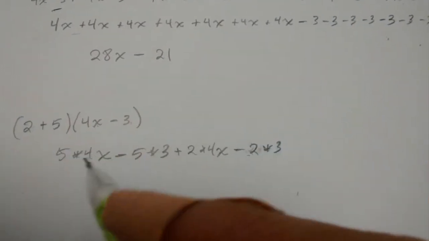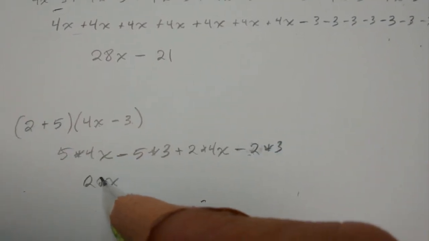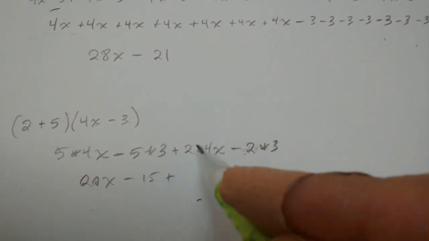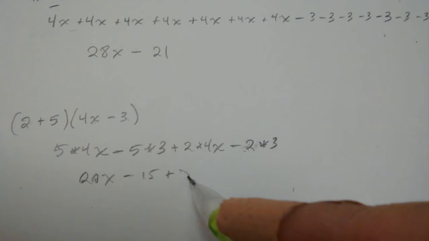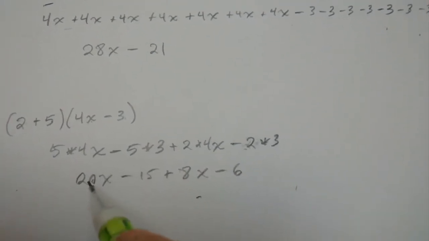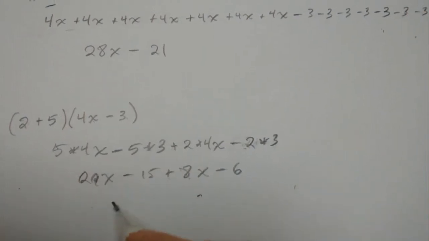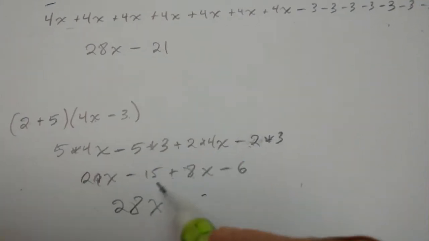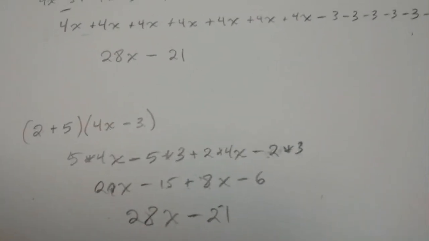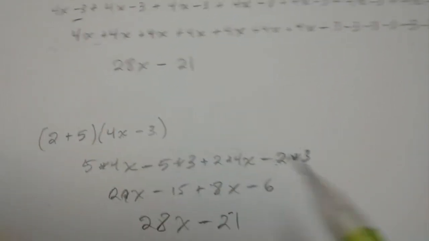So now look, we got 20x minus 15, just performing the multiplications in there, added to 8x and subtract 6. So now look, that's 20x plus 8x, there's my 28x, and minus 15 and a minus 6, there's my minus 21. Was that shorter than this? Absolutely.